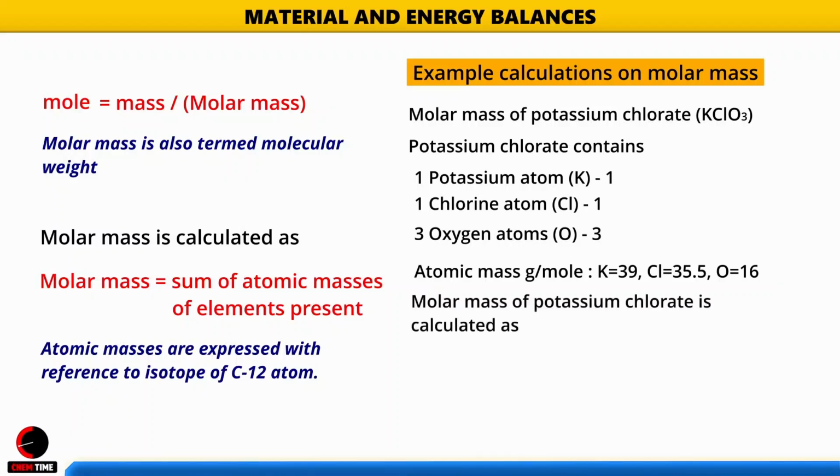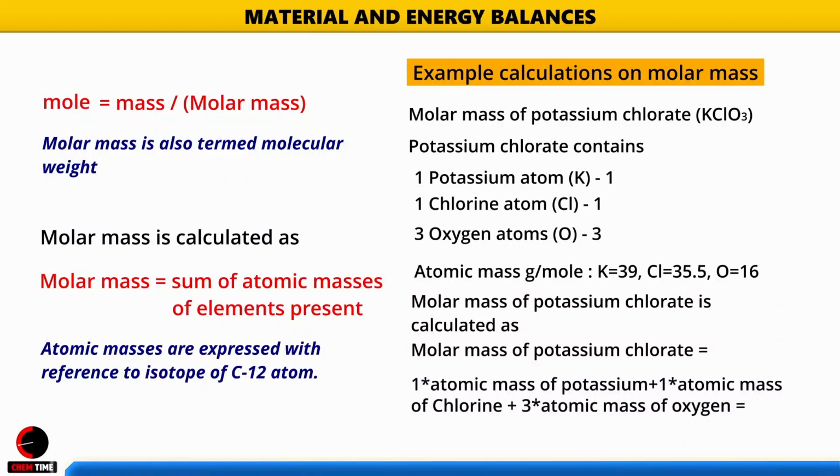Therefore, molar mass of potassium chlorate is calculated as atomic mass of potassium into number of atoms of potassium plus atomic mass of chlorine into number of atoms of chlorine plus atomic mass of oxygen into number of atoms of oxygen, that gives rise to 122.5 grams per mole. Remember, units of molar mass are grams per mole.